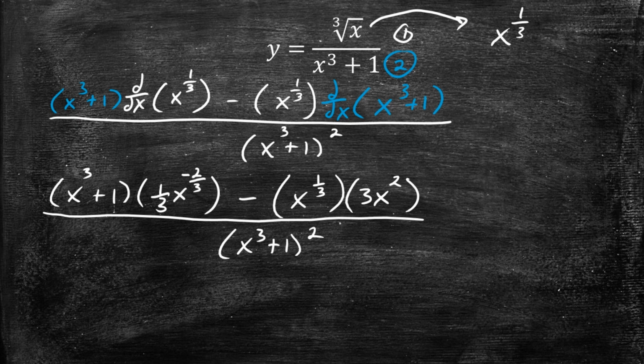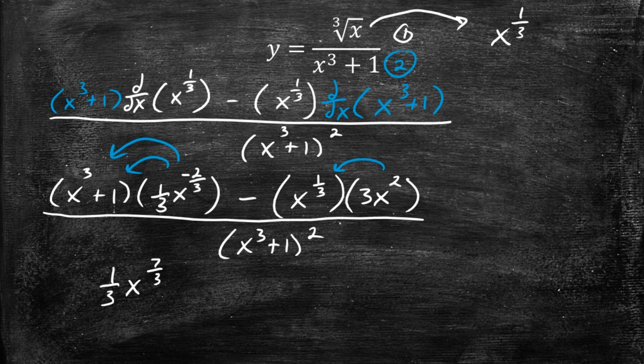All right, so now let's go ahead and distribute the numbers on the outside of the parenthesis inside. So looking at the top left, we have 1/3 x to the negative 2/3 times x to the third power. That is going to give us 1/3 x to the 7/3.